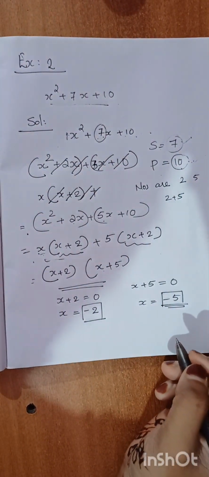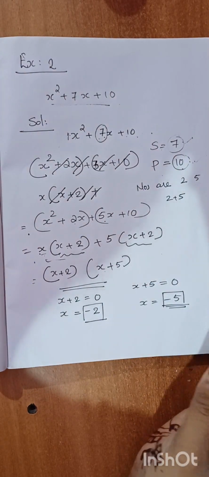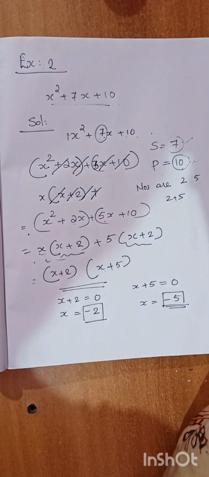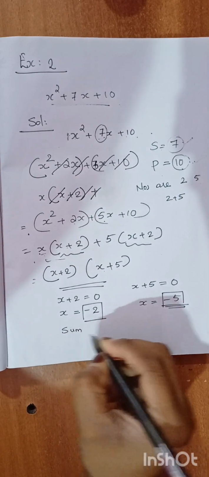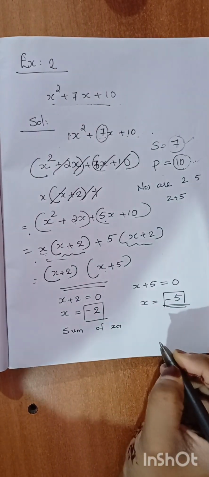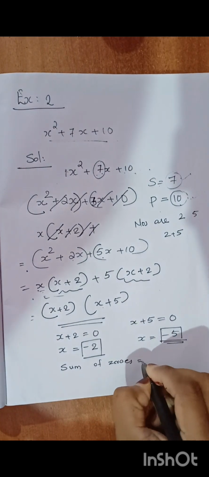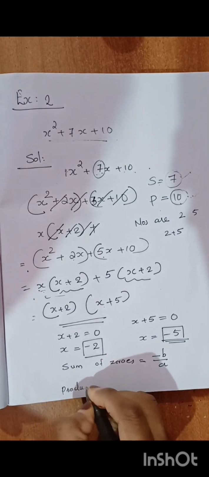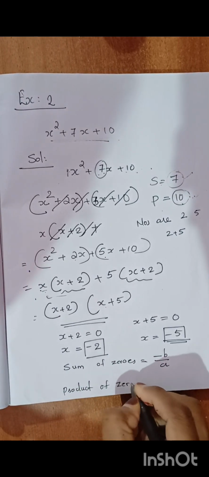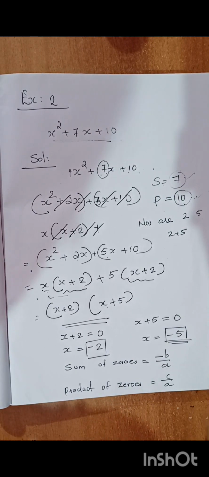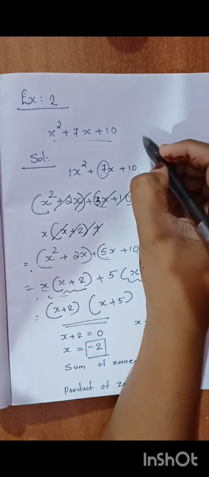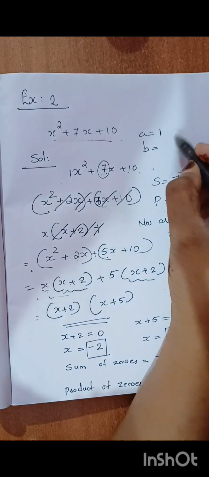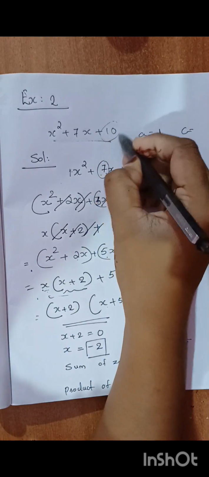Okay, so the first question is to find the zeros of the quadratic polynomial. So we got that answer. And next one, verify the relationship between the zeros and the coefficients. We have already studied that sum of zeros is equal to minus b by a, and product of zeros is equal to c by a. Okay, here from this equation a is equal to the coefficient of x square, that is 1, b is equal to the coefficient of x, that is 7, and c is equal to the constant term 10.